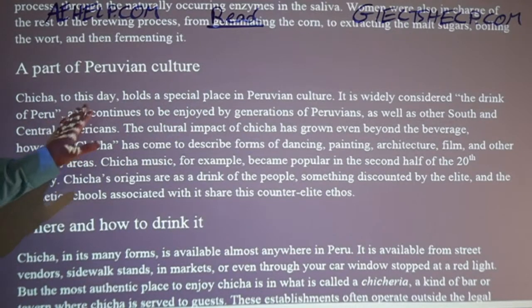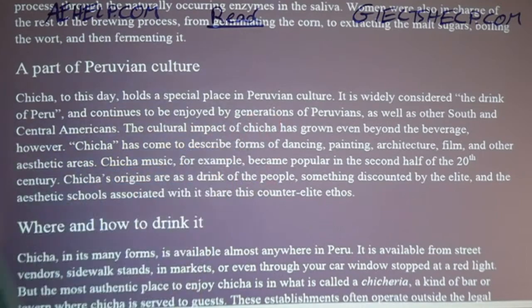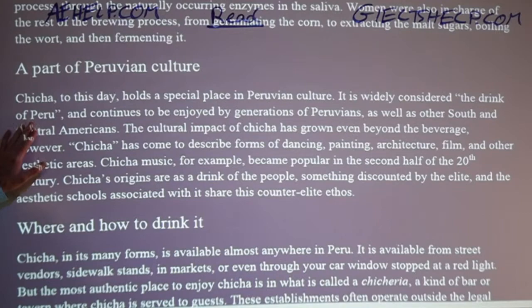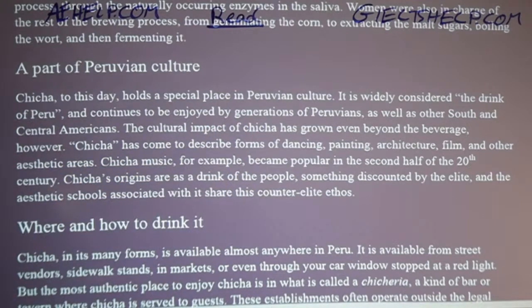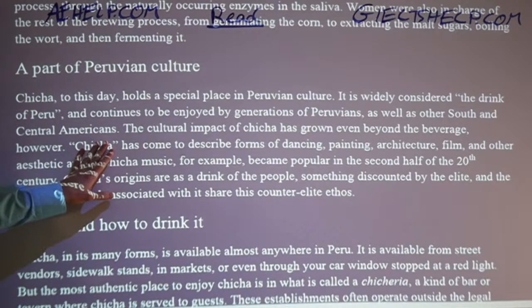A part of Peruvian culture. Chica, to this day, holds a special place in Peruvian culture. It is widely considered the drink of Peru and continues to be enjoyed by generations of Peruvians as well as other South and Central Americans.